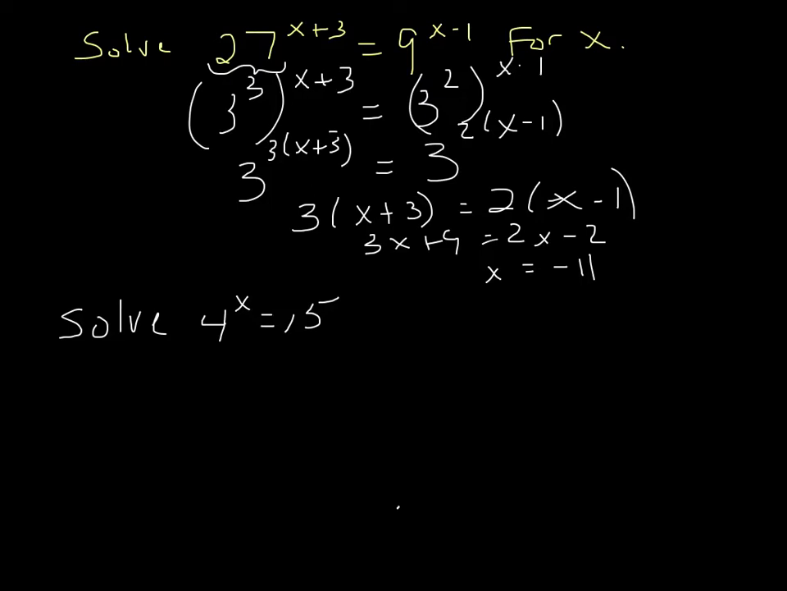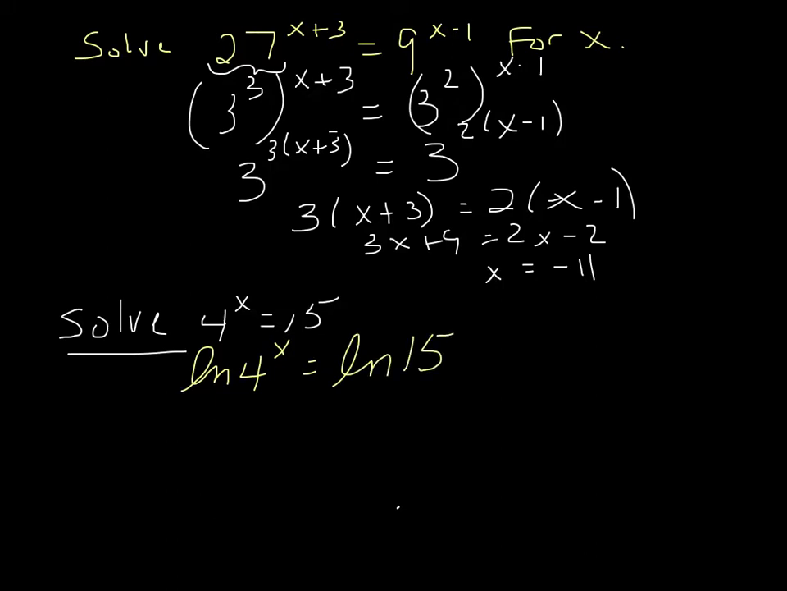Okay? Now, in the next example here, we have an exponential equation, but can I write 4 and 15 both as powers of the same base? And the answer there is no. So what we're going to do is, in order to undo that exponential, we're going to take the natural log of both sides. So if I take the natural log of 4 to the x, that would be equal to the natural log of 15.